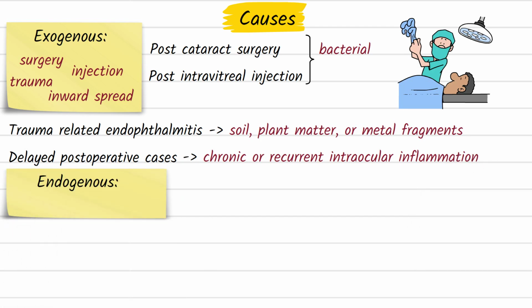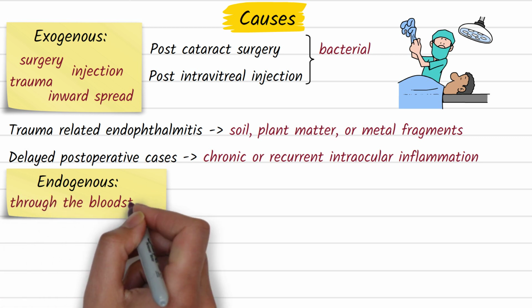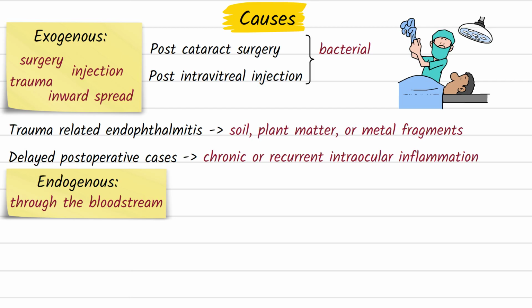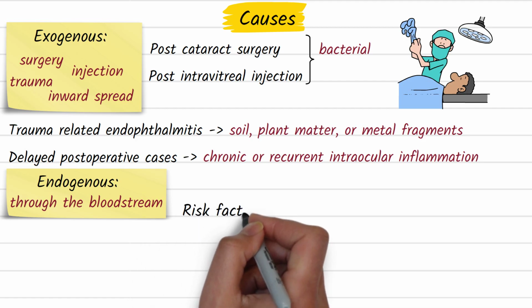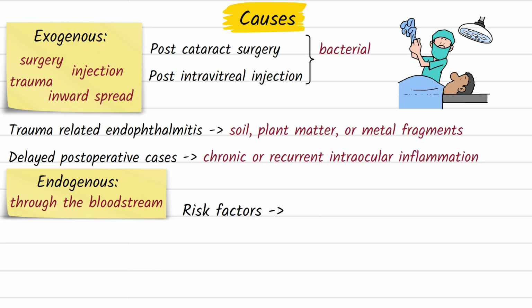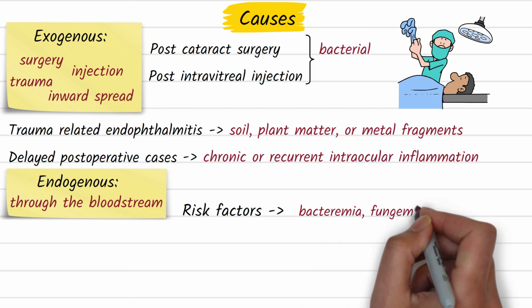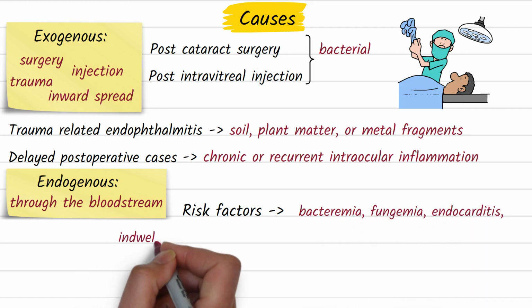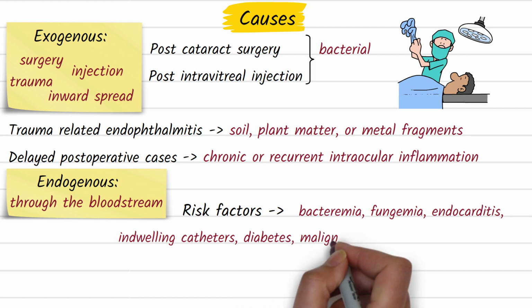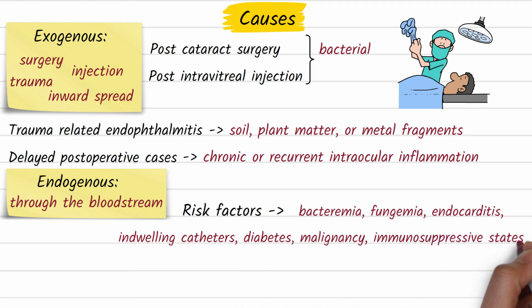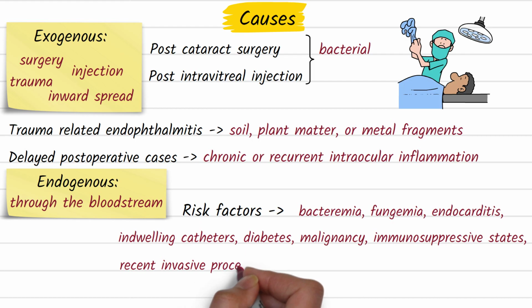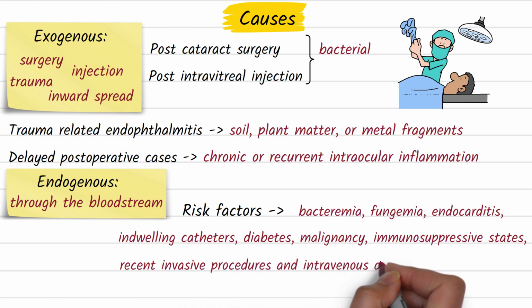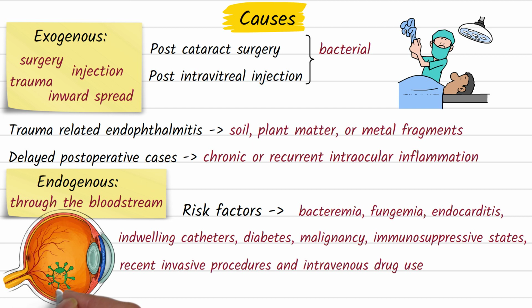Endogenous endophthalmitis, on the other hand, occurs when organisms seed the eye hematogenously, meaning through the bloodstream, so the clinician must think beyond the eye and search for a source elsewhere in the body. Risk factors in endogenous disease include bacteremia, fungemia, endocarditis, indwelling catheters, diabetes, malignancy, immunosuppressive states, recent invasive procedures, and intravenous drug use. From a pathophysiology standpoint, once organisms enter the eye, they can replicate inside the vitreous cavity and trigger an intense inflammatory response.